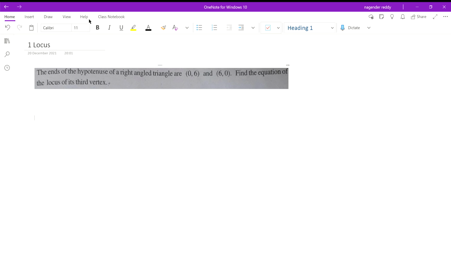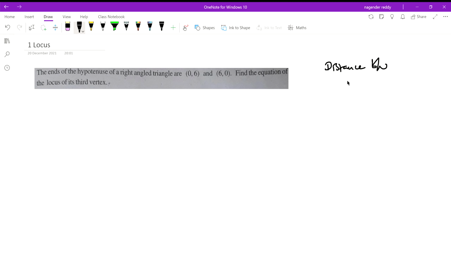Hello students, today I'm going to discuss the 1B locus concept, first chapter. To explain this chapter I'm using the Telugu Academy textbook, 1B Intermediate first year. The whole first chapter depends on the concept called distance between two points.